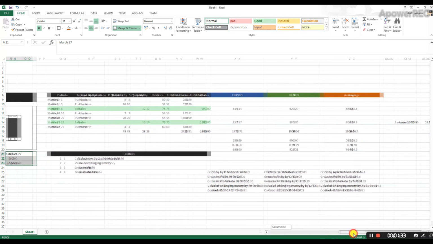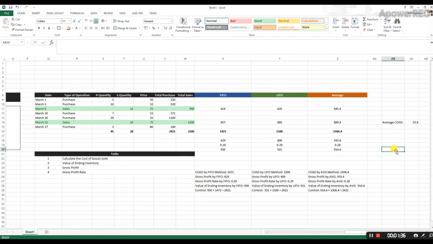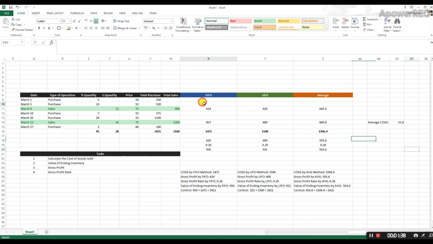That's why with the FIFO method, first in first out, the first ones we bought must be sold first. So the cheaper ones are sold first, and the expensive ones are sold later. LIFO is the opposite, and the average is the average. As the name says, we take all the purchase amount divided by purchase quantity, find the price for one, and then do our calculations.